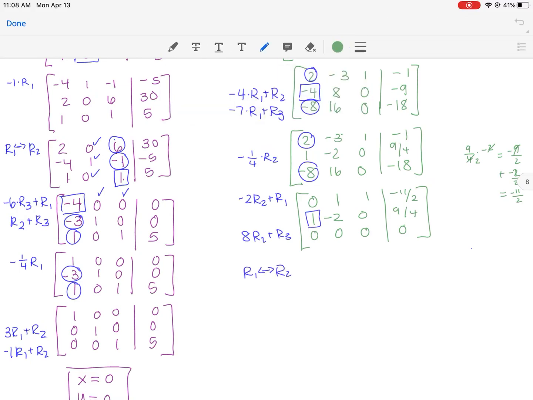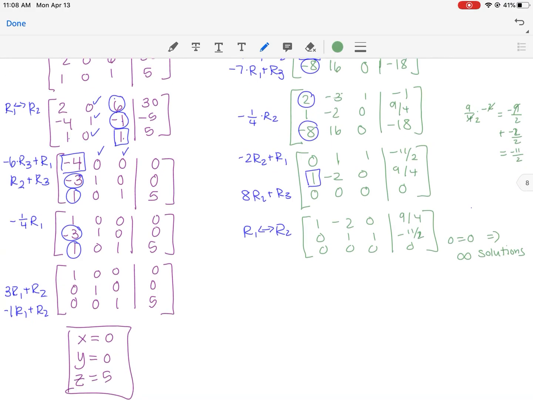At this stage, the only thing I'm going to do is just formatting. Usually, this 1 comes in the upper left-hand corner, so I'm going to switch row 1 and row 2. The one that has all zeros will stay in the bottom row, but this is 1, negative 2, 0, 9/4, 0, 1, 1, negative 11 halves, and then 0, 0, 0. And the fact that 0 equals 0 here implies that there are infinite solutions.